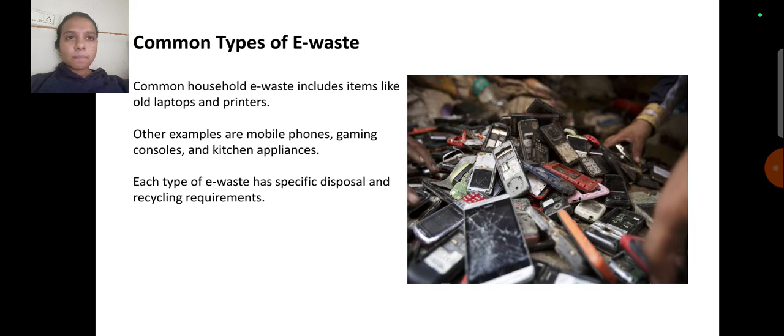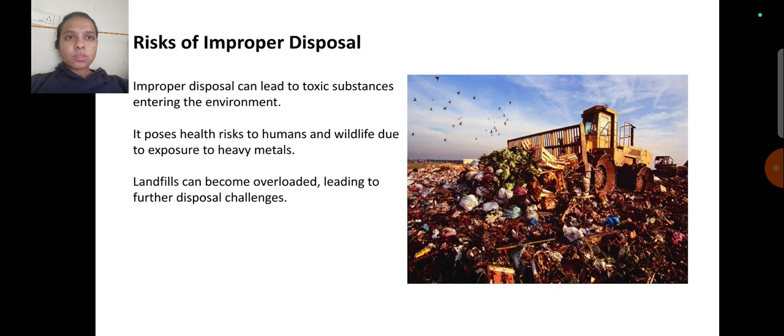And next, risks of improper disposal. Improper disposal can lead to toxic substances entering the environment. It poses health risks to humans and wildlife due to exposure to heavy metals. Landfills can become overloaded, leading to further disposal challenges.